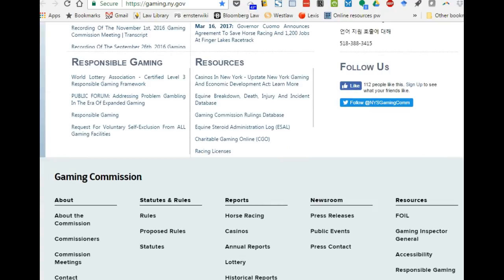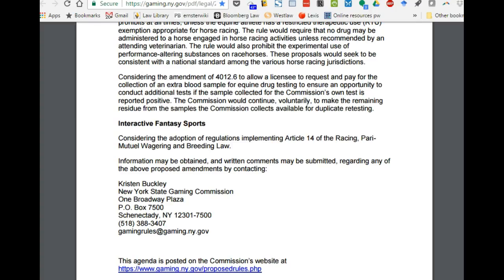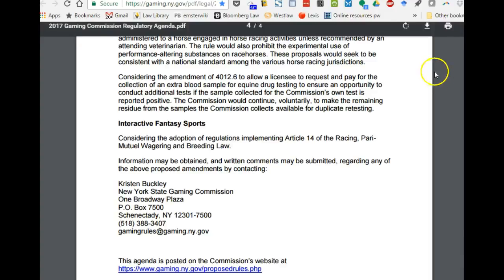The other thing you might want to look at, again, both state and federal, I didn't show you this last week for federal, but it works the same, is what's being considered. So if we took a look at proposed rules, we would see, oh, there's something here about NSAIDs under the Gaming Commission. And we also see something called a regulatory agenda. Most agencies will have this, again, both federal and state. And it's 2017, and it is what it sounds like. It's what that particular agency plans to do this year. And there's a whole bunch of stuff up here.